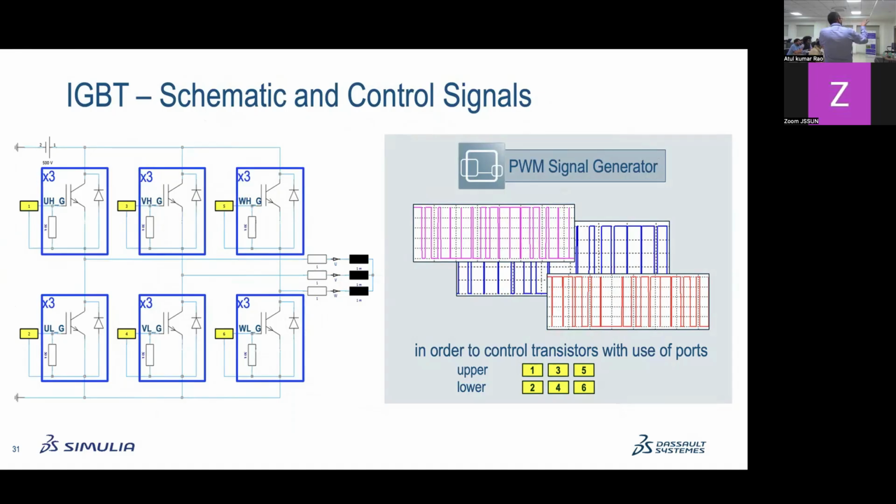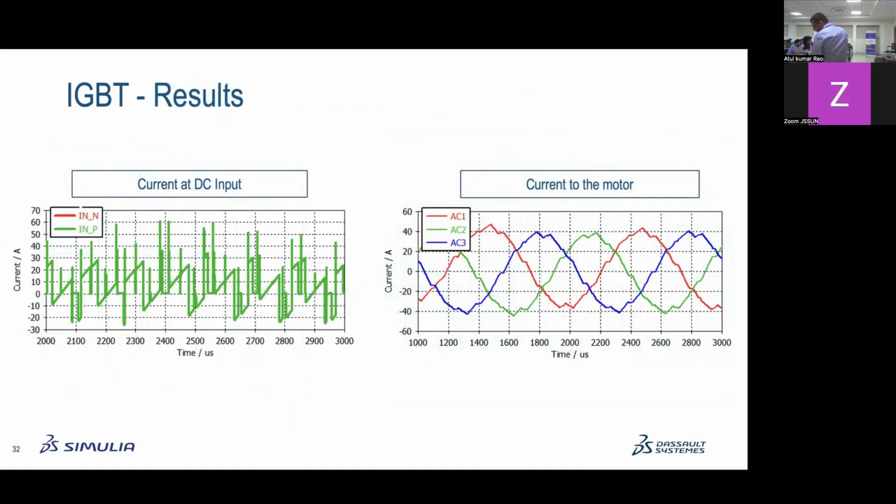You have three high transistors and three lower transistors, one for each of U, V, and W. Then we use the macro to create the PWM signal generator based on the specifications found in your data sheet. And then what we can see is the current that finally goes into the motor.